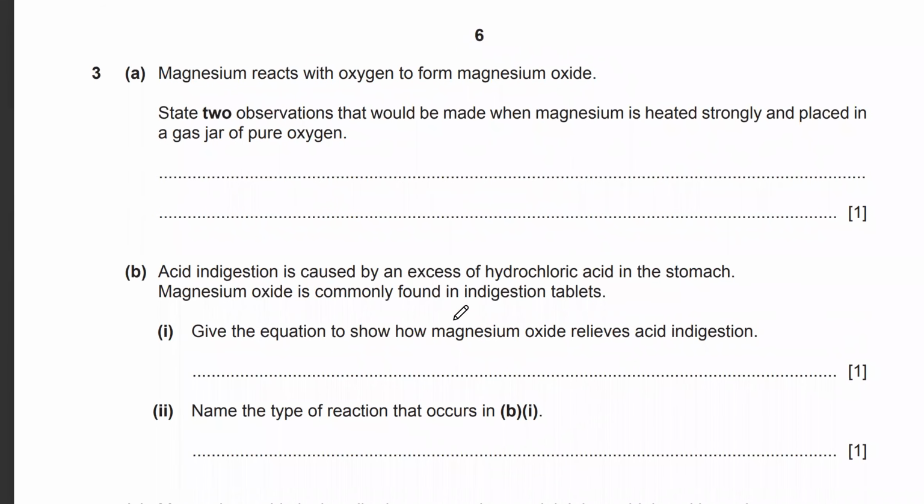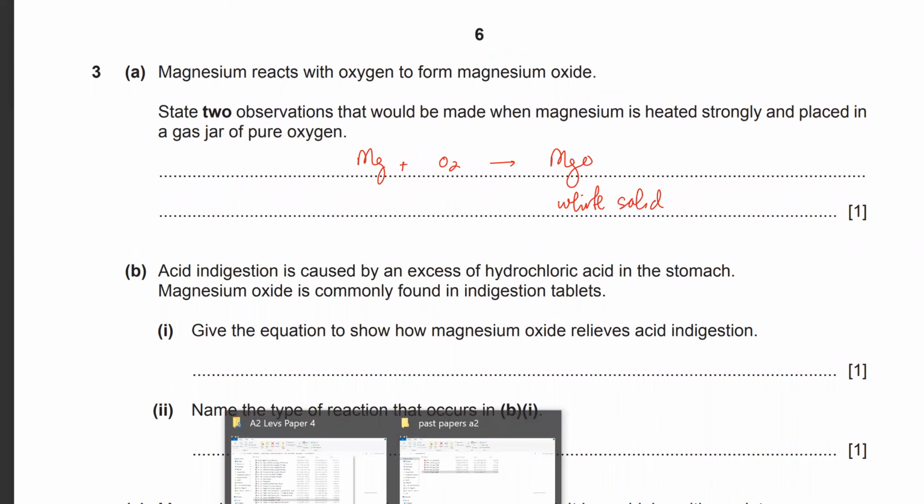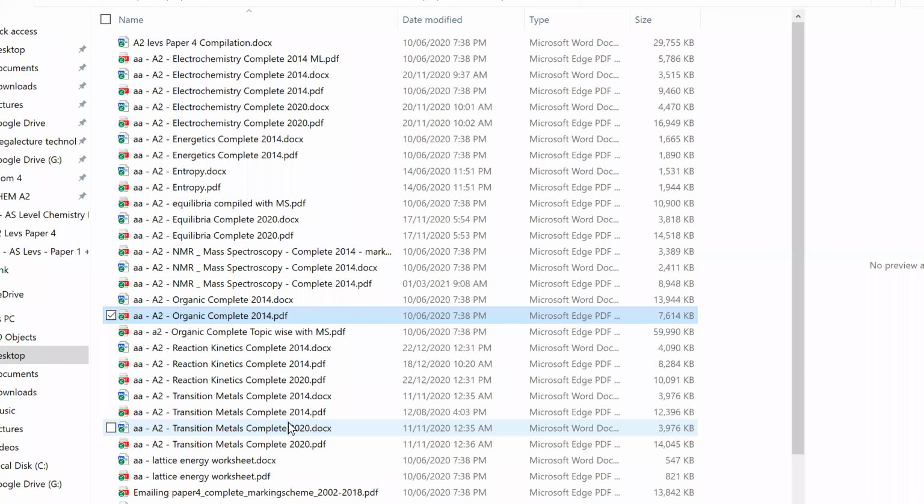So moving on, state 2 observations when magnesium is heated strongly in oxygen. So magnesium, there are going to be 2 observations. This is a white solid. That's one. The other one is there's going to be a bright white flame. Let's also look at the notes for the flame test.